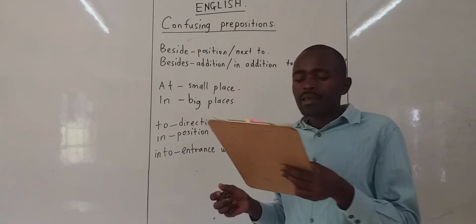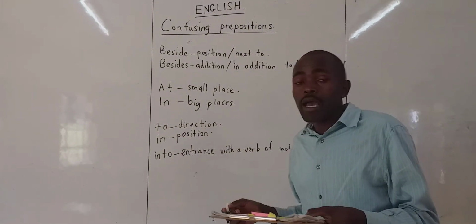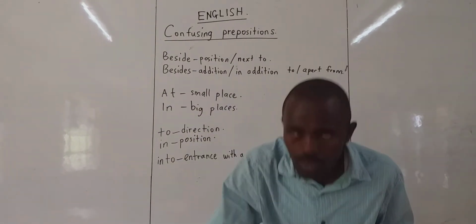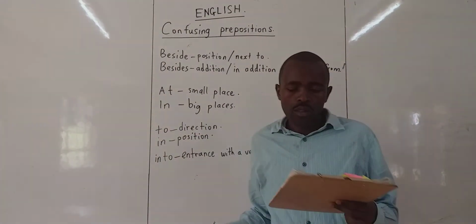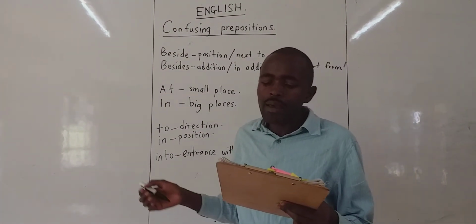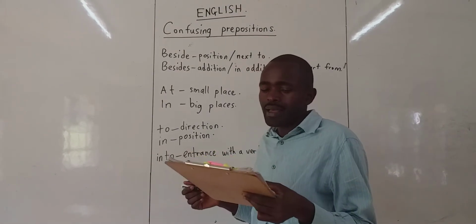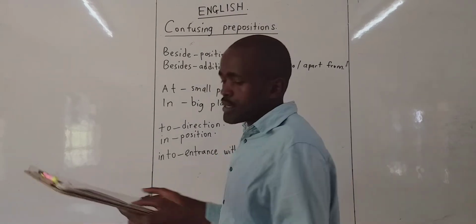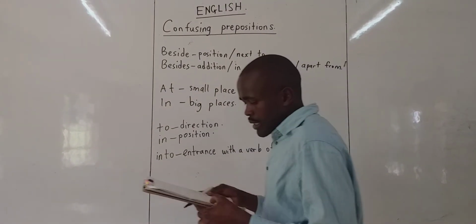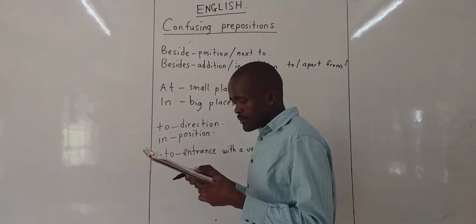I can say the child dived into the water. So diving is a verb of motion. I can say she came into the classroom. Came, that's the verb of motion. So that is it.